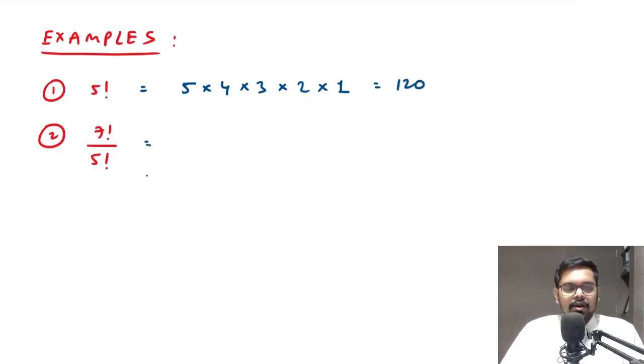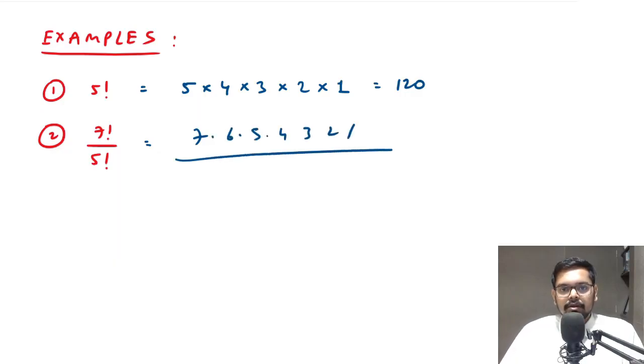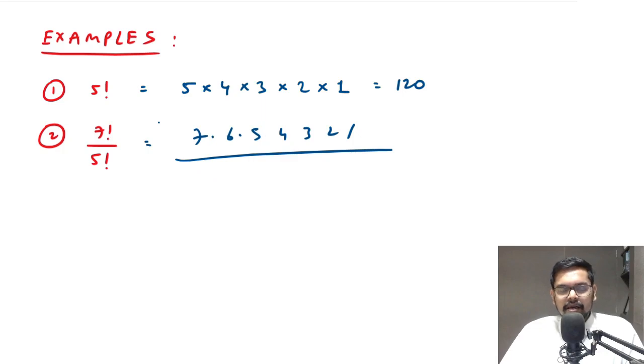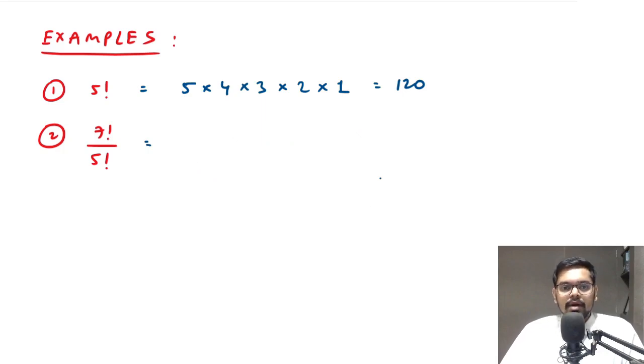Talking about 7 factorial by 5 factorial, there are two ways to solve. 7, 6, 5, 4, 3, 2, 1, multiply every one. Then 5 factorial can be written as 5, 4, 3, 2, 1, multiply every one, then solve. These two are gone, 4 is gone, 5 is gone, 7 into 6 is the answer. This is one way, a very tedious and time taking approach, but you can use a smart approach.